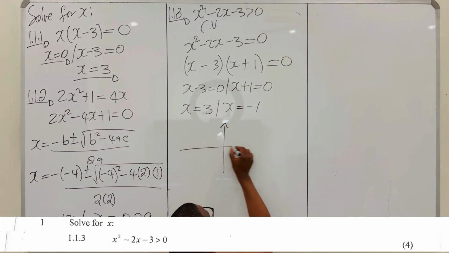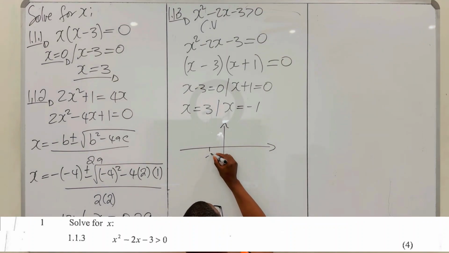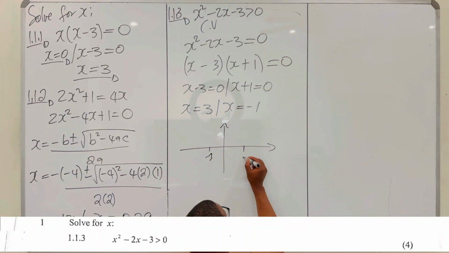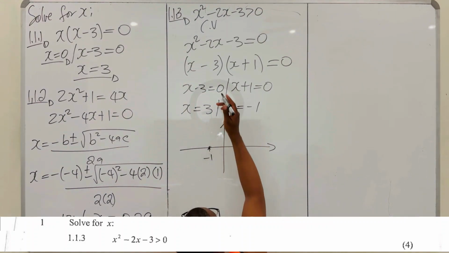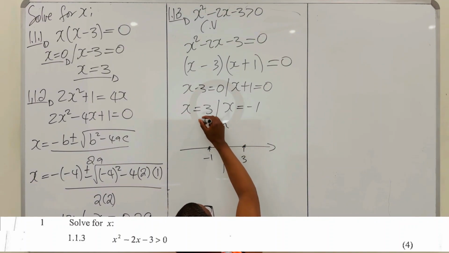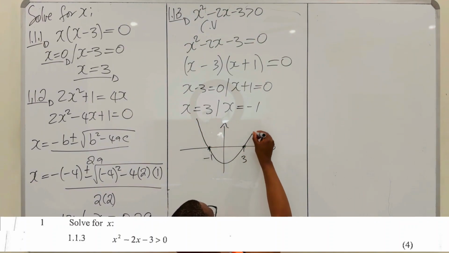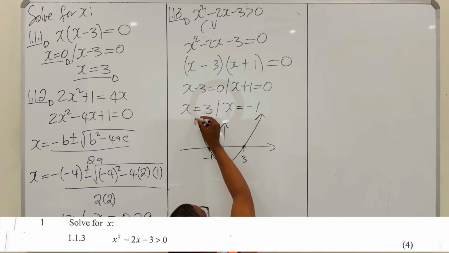Are you with me? Okay. So in that case, our critical values are minus 1 and 3. This is supposed to be minus 1 here. So if you plot it, it is a positive parabola, something like this. Are you happy with this drawing of mine?